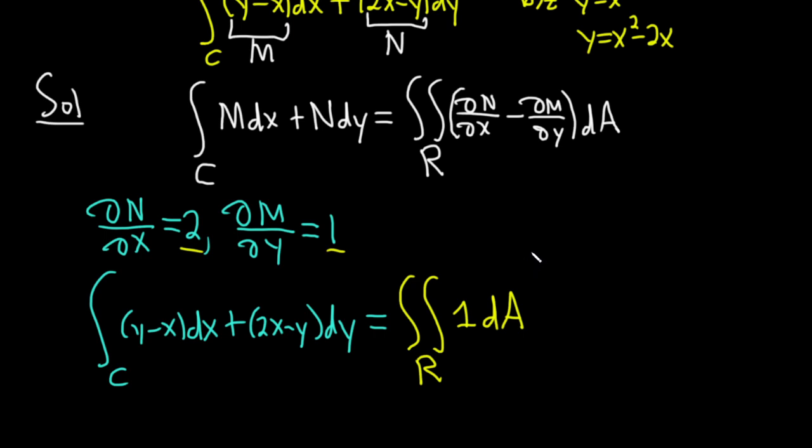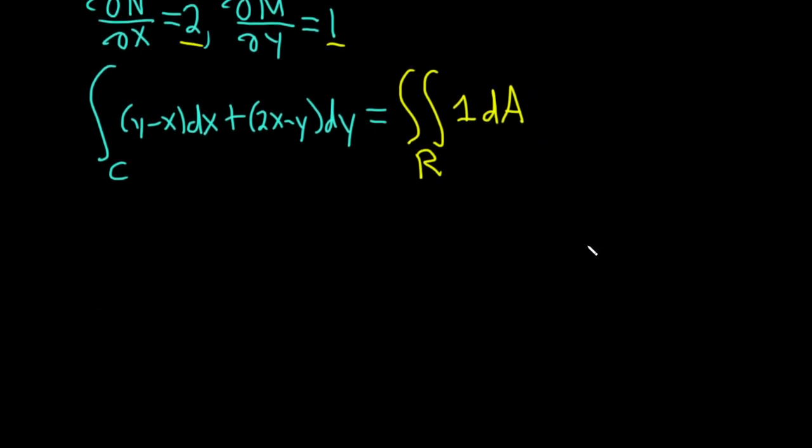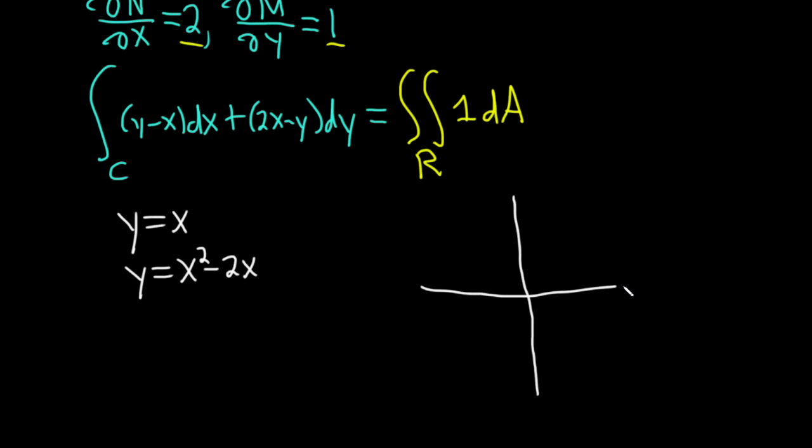And that's usually the challenge. That's usually the hardest part, just to find those limits. So let's try to do that very carefully. We have y equals x, and we have y equals x squared minus 2x. There's lots of ways to start graphing this. I'm just going to draw the y-axis and the x-axis.